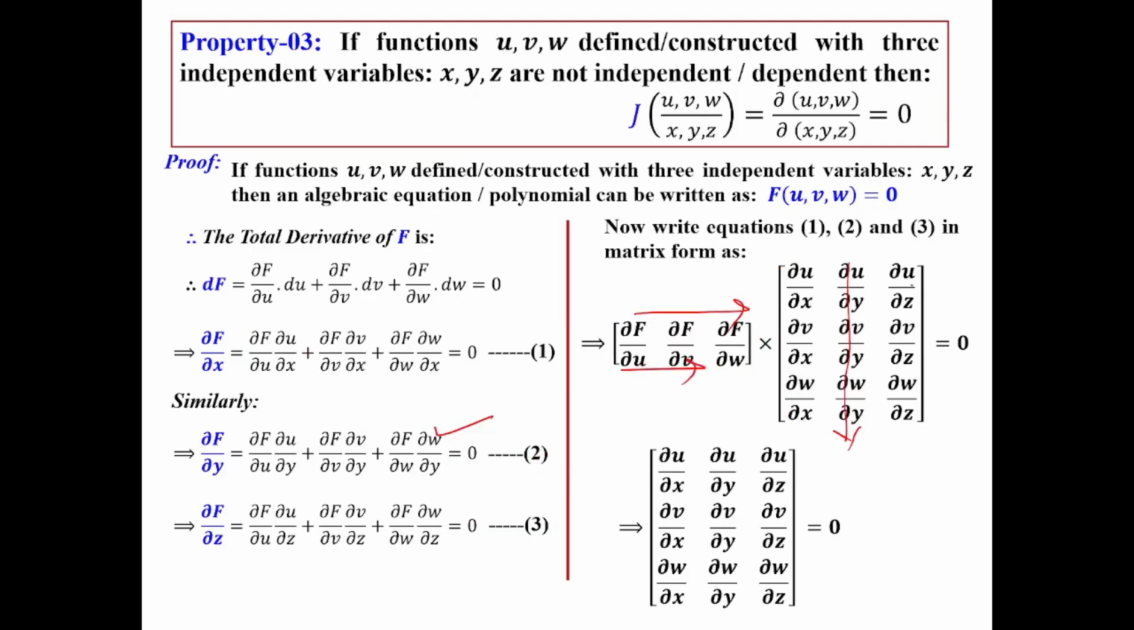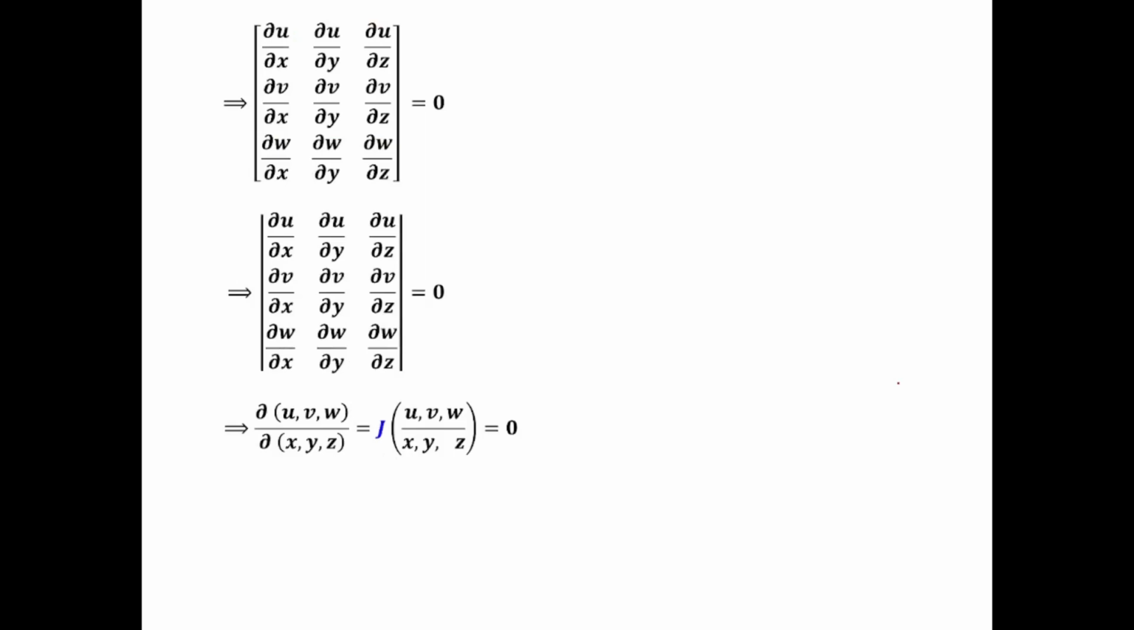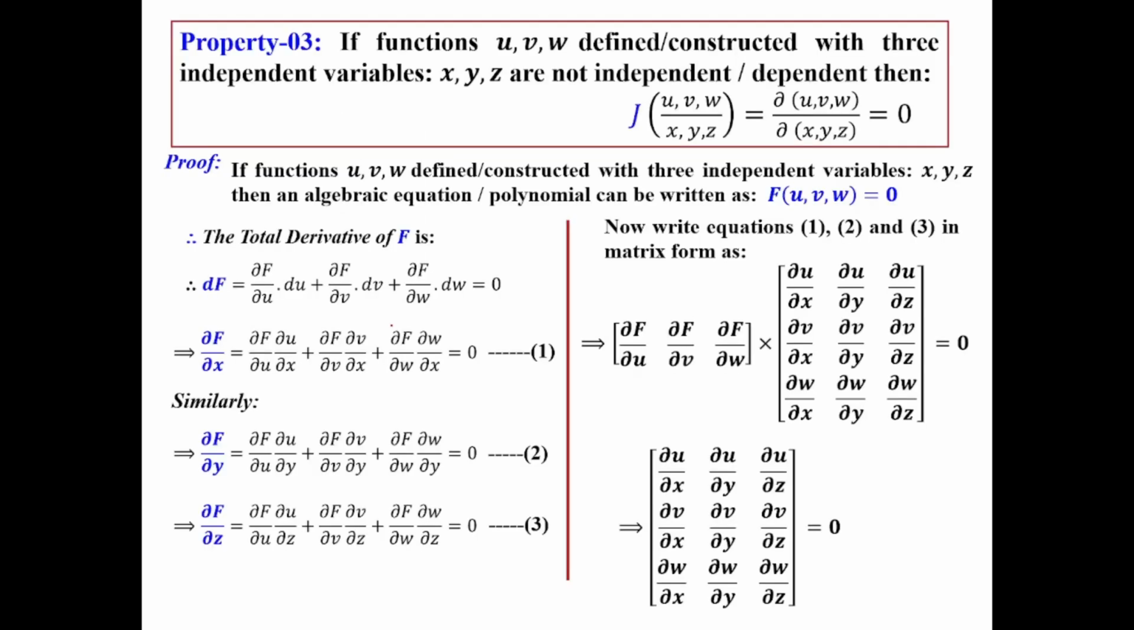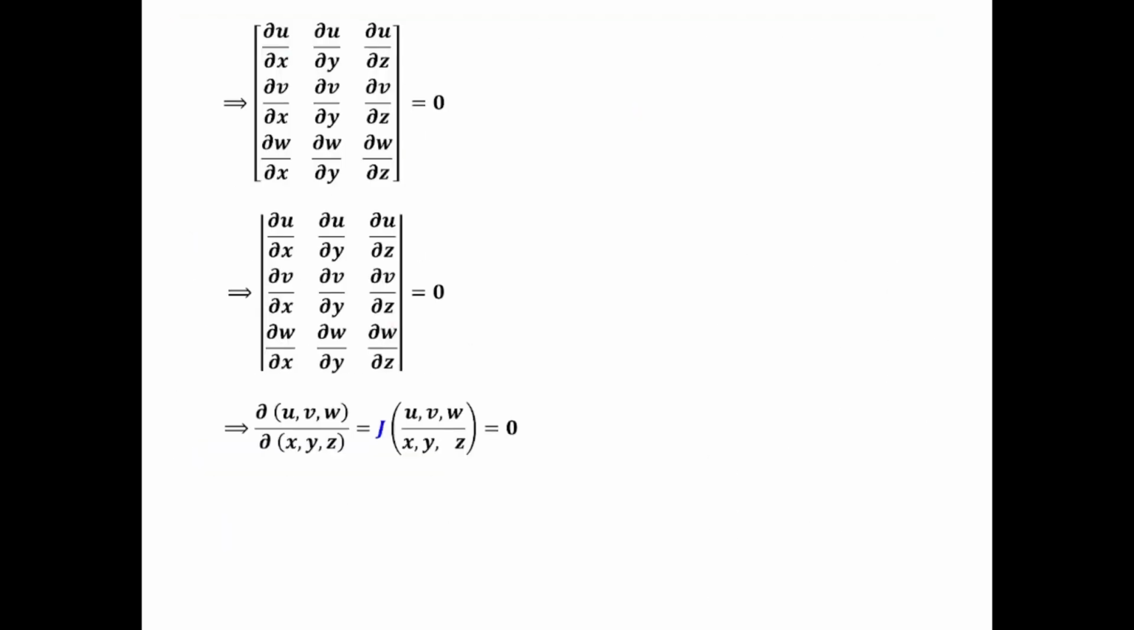This row, when it is multiplied with this column, then equation number 3 will be generated. Now, if this into this equals 0, that implies this determinant value, divided over the RHS side, we can find this matrix equal to 0, right? Now, the same thing I have written once again in the next slide.